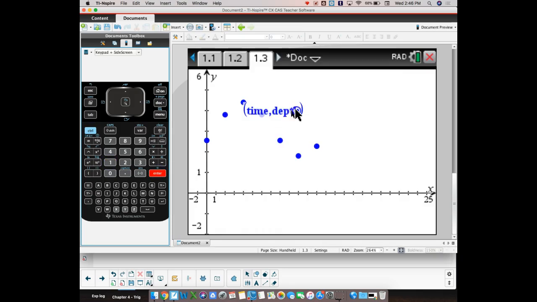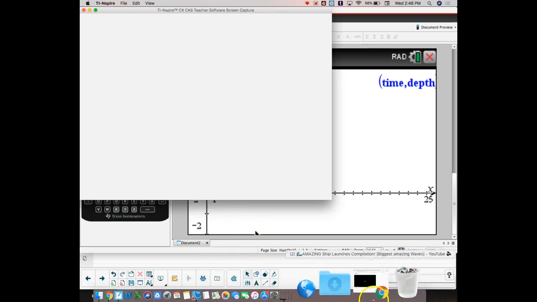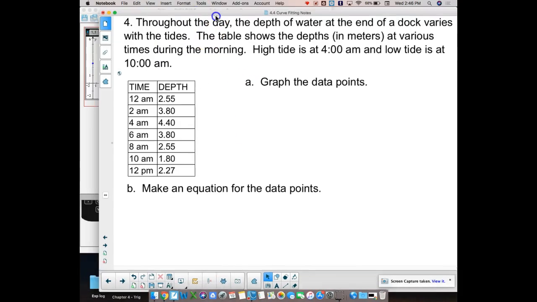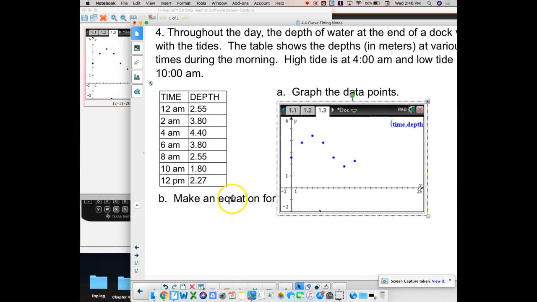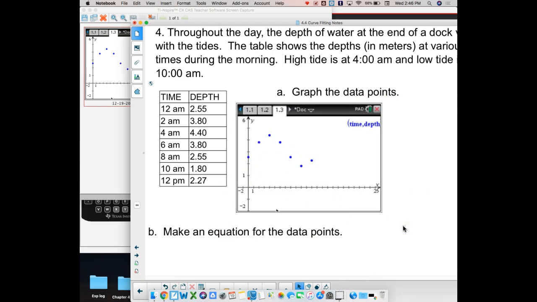I'm going to move my time and depth aspect of it. Okay. That one, and I want to go that one, and there. Okay.